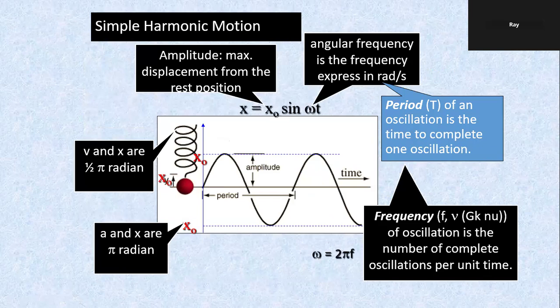Okay, so let's just draw on a piece of paper or PowerPoint. What are the things you have learned? x and v are π/2 radian out of phase. x and a, acceleration and displacement, are π radian out of phase. Amplitude is the maximum displacement from the rest position. Omega is angular frequency, frequency expressed in radian per second. The period of an oscillation is the time to complete one oscillation. Frequency is the number of complete oscillations per unit time. So summarize all this.